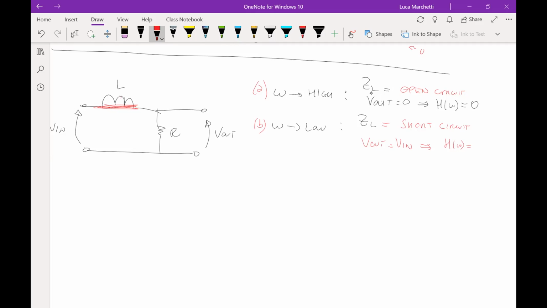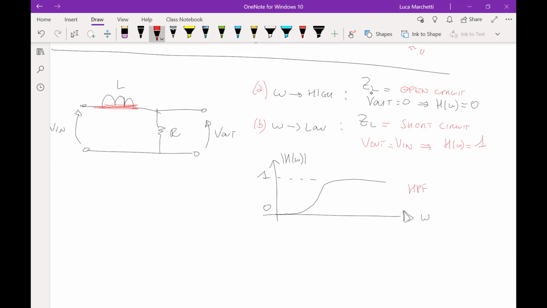And how much is H omega? Remember again, H omega is the key parameter. Well, H omega here is equal to V out divided by V in, but V out is equal to V in, so V in divided by V in is equal to 1. So here, just by this simple analysis, you can already understand which kind of filter it is, because H is 0 at low frequency and H is 1 at high frequency. So I'm expecting a filter that does like this. This is 1 and this is 0. This is the absolute value of H omega, and this is omega. And this is simply a high pass filter, okay?